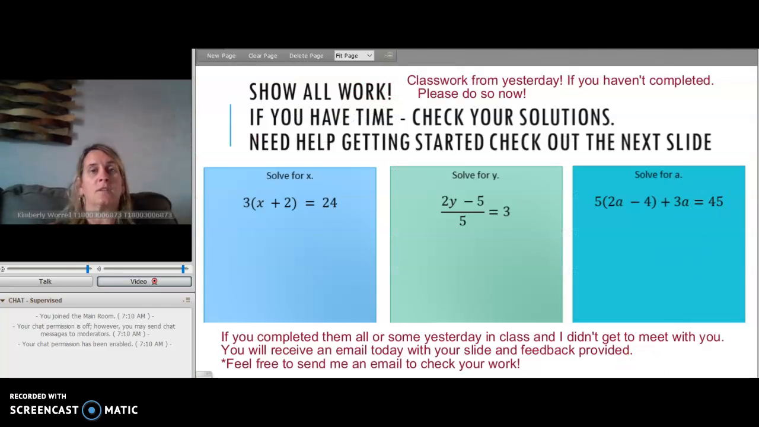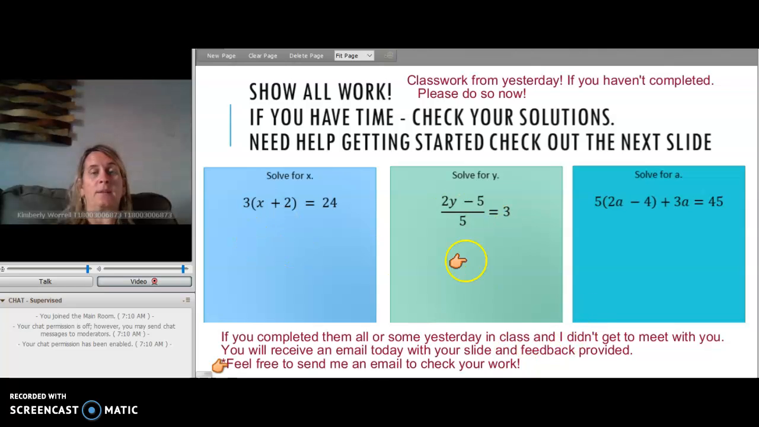All right. So yesterday, this was your classwork. You were asked to complete these 3 problems. If you started yesterday but didn't complete them, you should complete them now. If you completed them or some of them yesterday in class and I didn't get to meet with you in a breakout room, you will receive an email today with your slide and some feedback provided. Okay? If you work on these today and you want to send me your work to check, you can send it in an email and I will check. But if you haven't completed those, please complete them now. Hit the pause button, please.